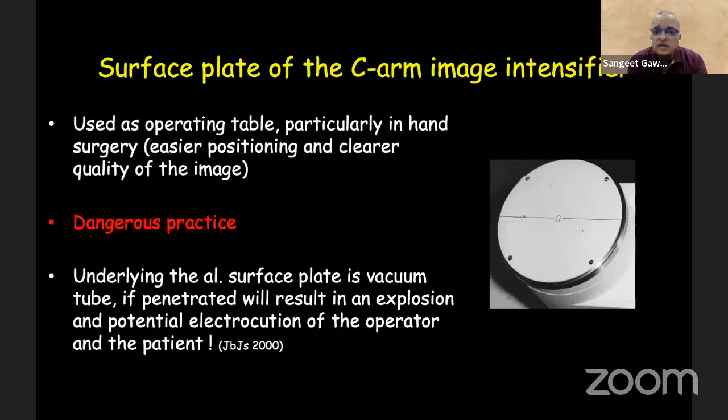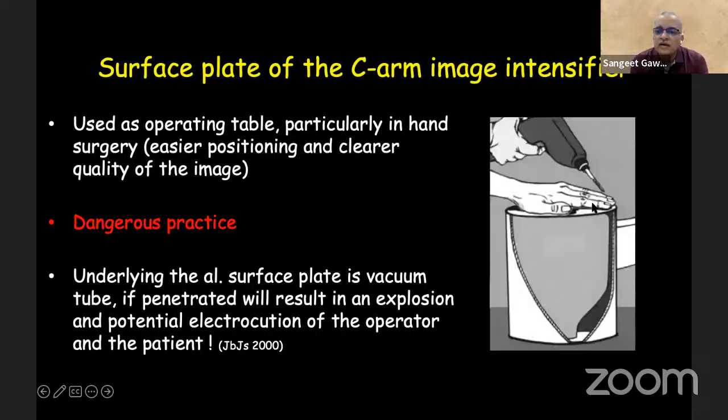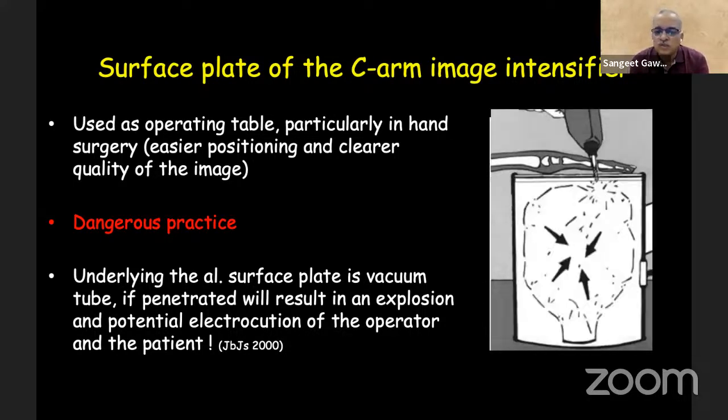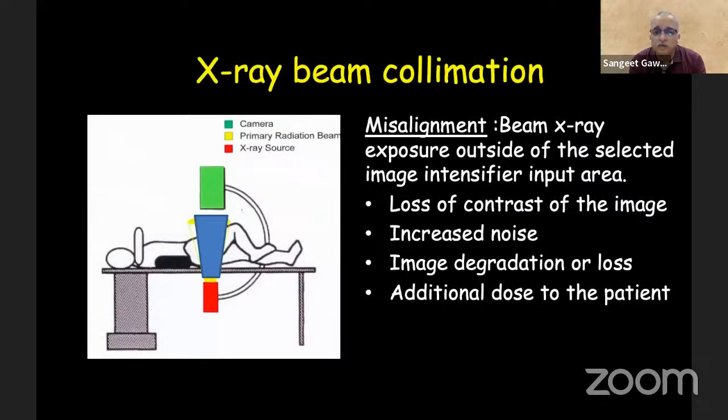Another common mistake is using the grid or the intensifier as an operation table, particularly when you are doing a hand surgery, because it is easier to position and it gives a clearer quality of the image, but it is a dangerous practice. Underlying the aluminium surface of the plate is a vacuum tube, and if it is penetrated by the drill machine, it will result in an explosion and potential electrocution of the operator and the patient. This paper was published in JBJS 2000. So this practice should be avoided.